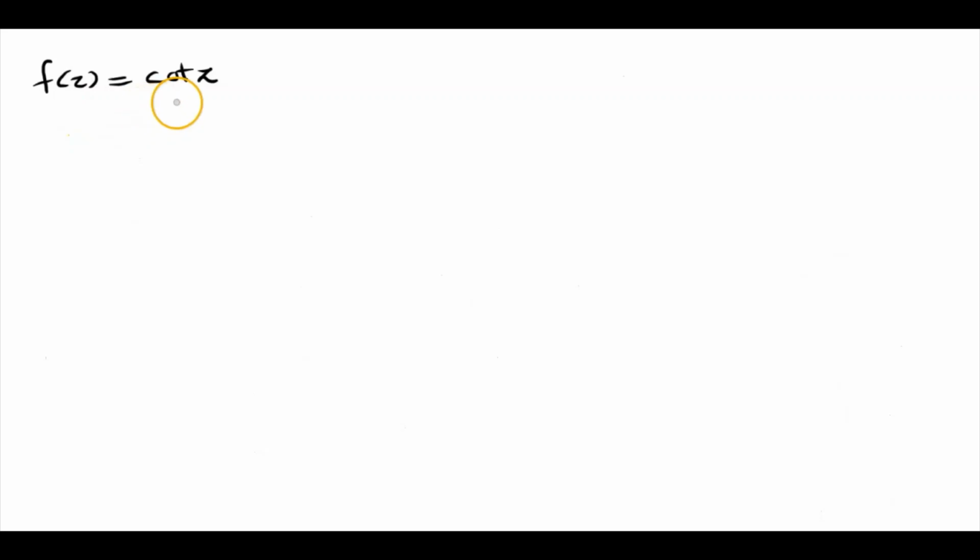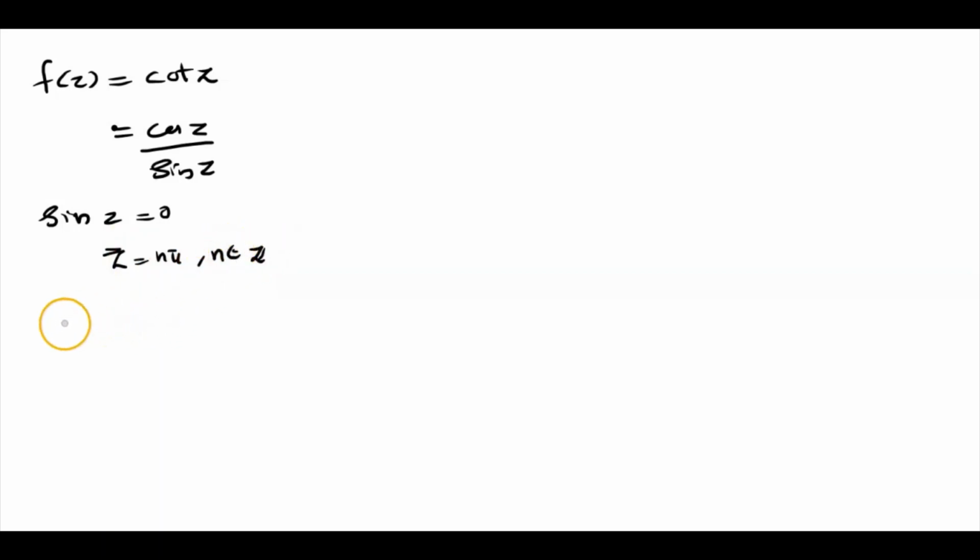Question: f(z) is equal to cot z. Cot z means cos z divided by sin z. So the singularities of f are the zeros of sin z. Sin z = 0 when z = nπ for n belonging to the integers. So the residue of f(z) at z = nπ. That means z = 0, π, 2π, 3π and -π, -2π. These are the poles and these are simple poles.